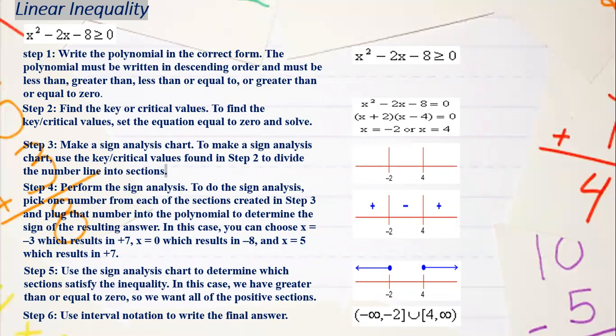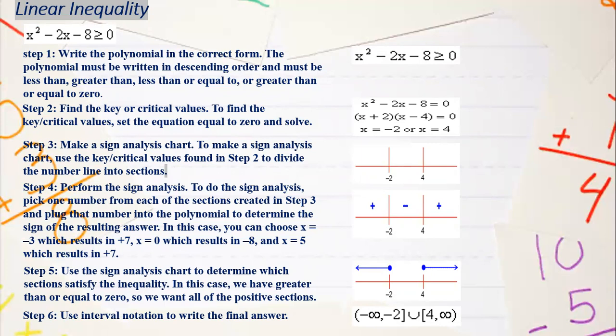The polynomial must be written in descending order and must be less than, less than or equal to, greater than, or greater than or equal to 0. I know it's a bit complicated, but it will be easier if we do more practice of this. There's an example on the right side, x squared minus 2x minus 8 greater than or equal to 0. Step 2 would be to find the key critical values.